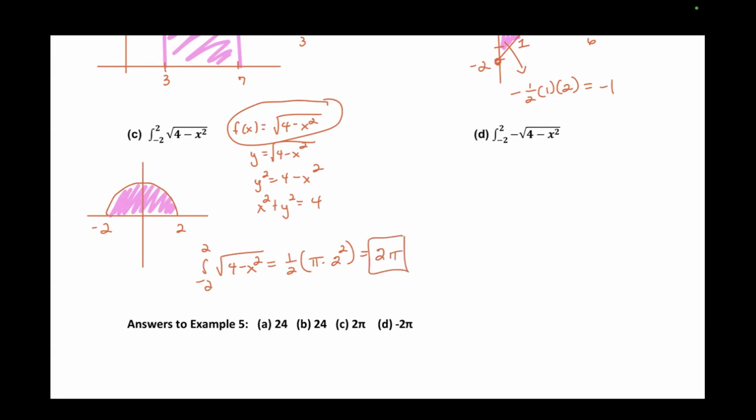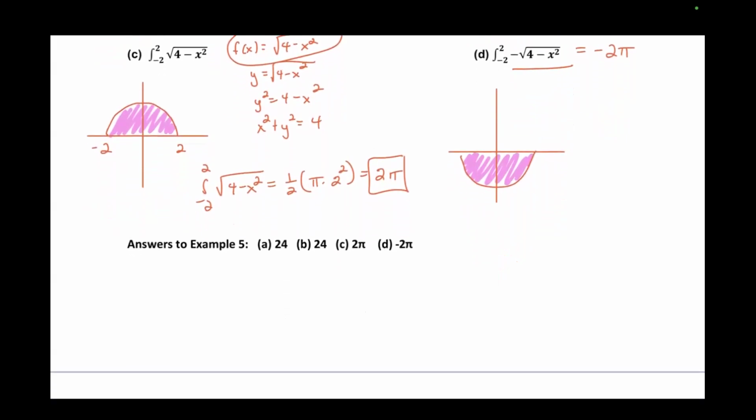All right, notice this next one is pretty similar to the problem we just did, except there's a negative sign in front of the square root. So what that means is that y is always negative, so that is the bottom part of the circle. So it's a semicircle, but it's below the x-axis. So this area is 2 pi, but because it's below the x-axis, I'm going to make it negative 2 pi. But it'd be the same area as the area in part C.